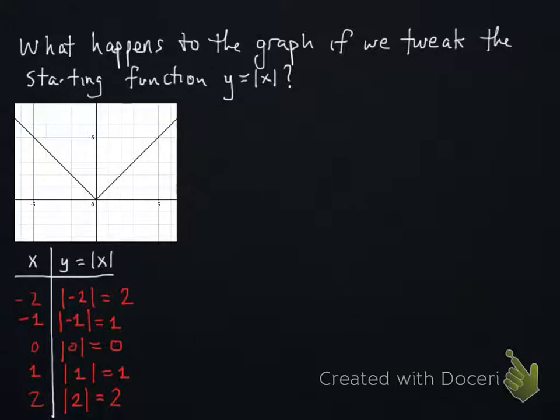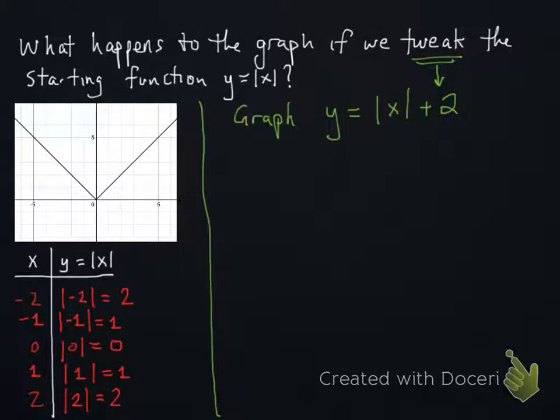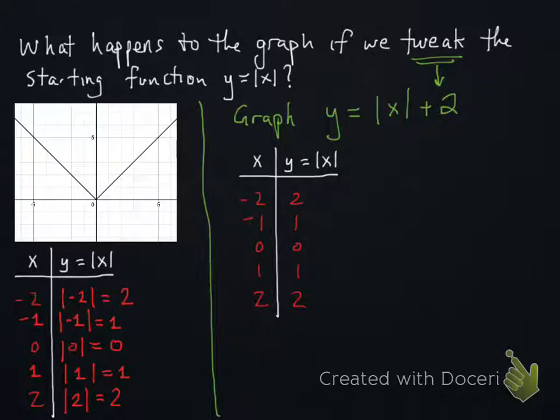Now what happens to the graph if we tweak the starting function? For reference, I've included the graph and table for our starting function y equals absolute value of x. The tweak I want to discuss first is y equals absolute value of x plus 2. What does the graph look like? Well, if we look back at our table, the plus 2 just adds 2 to all of the y values.